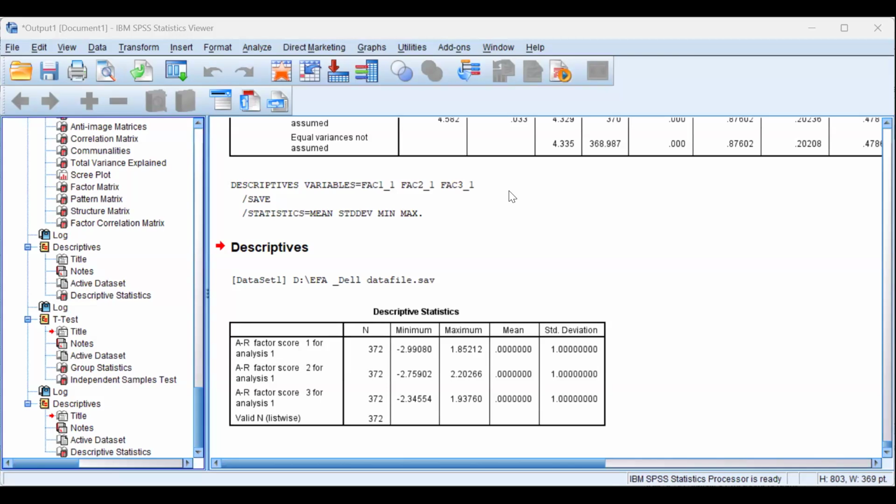Which conversion, Sakshi, do you want me to do it? Ma'am, KMO, Bartlett's test of sphericity, communalities, these all are requirements for the EFA, right? KMO is a requirement and Bartlett's test of sphericity is a requirement, but communality is the result. Yes, ma'am. And ma'am, please explain the variance part.